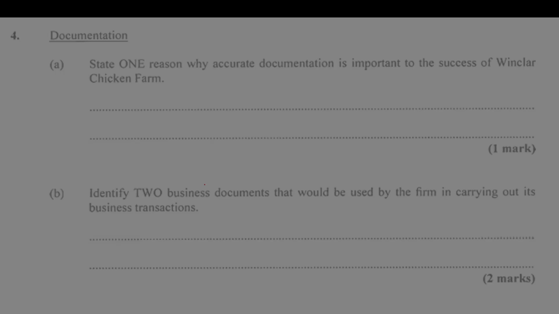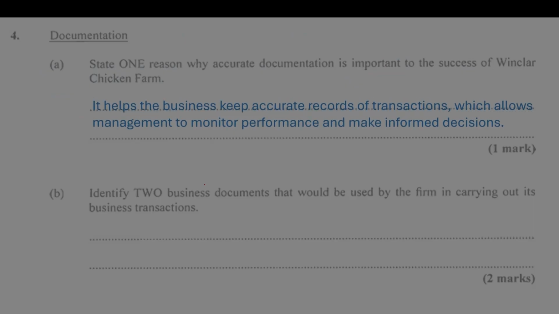Number four, documentation. A, state one reason why accurate documentation is important to the success of Winkler Chicken Farm. So one reason why accurate documentation is important to the success is because it helps the business to keep accurate records of transactions. So by keeping accurate records of transactions, this allows management to monitor performance and make informed decisions.